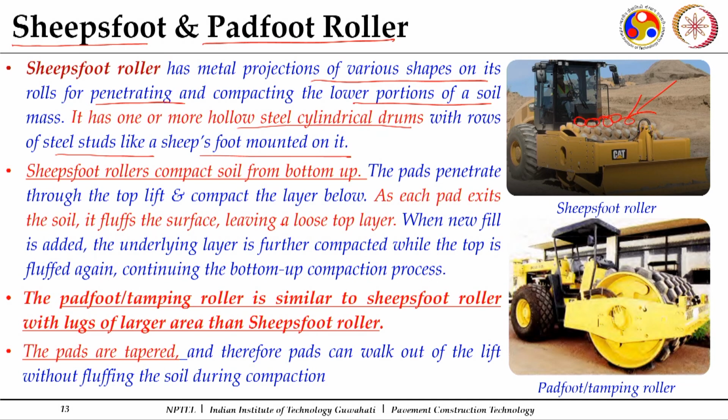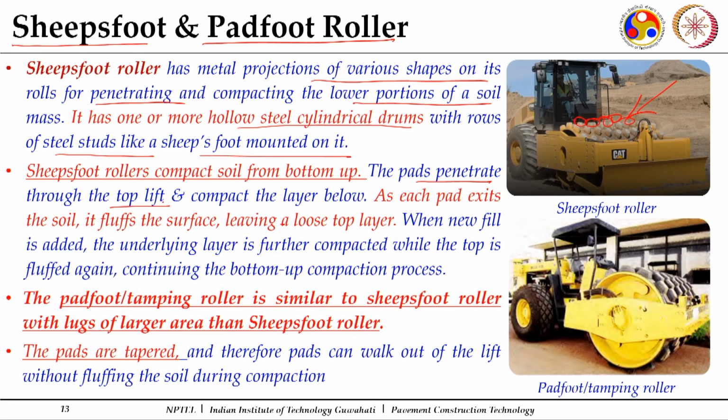The typical process when the sheep's foot roller moves over a soil mass is that the pads penetrate through the top lift. Initially, it is loose soil. When it moves, these projected ends go down and compact the layer below. As the roller moves ahead and each pad exits, it fluffs the surface, making the top loose again. So it leaves a loose top layer, but the lower part has been compacted.